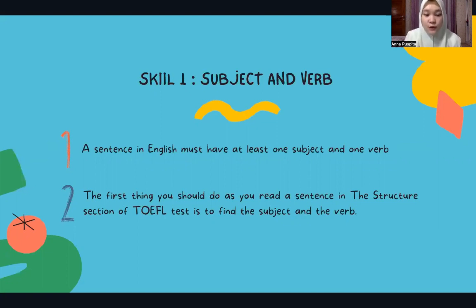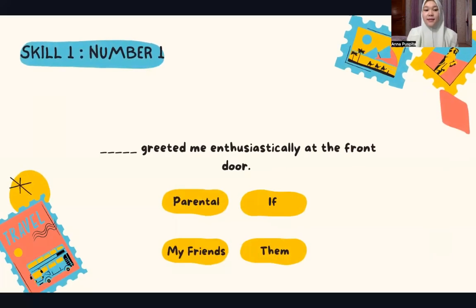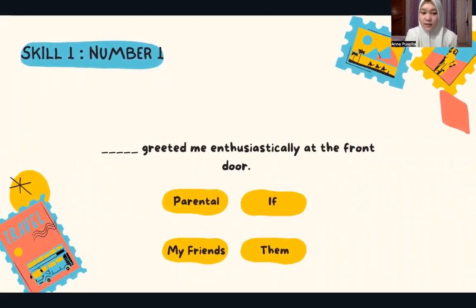The first thing you should do as you read a sentence in the structure section of the TOEFL test is to find the subject and the verb. I have some example for you, like this. Blah, blah, blah, blah, greeted me enthusiastically at the front door. First step, you should analyze the sentence and then the options. We found greeted as a verb, right? So we only need subject.